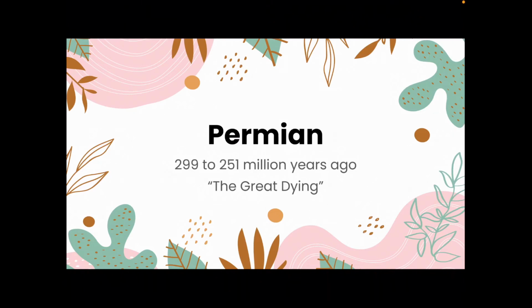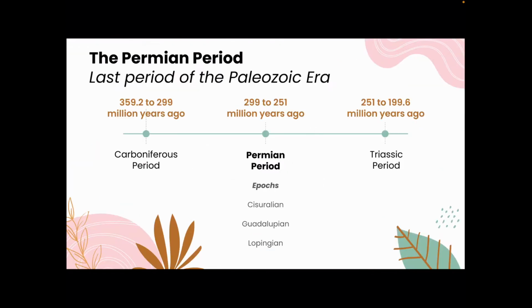The Permian Period. This period happened 299 to 251 million years ago. The Great Dying also happened during this time. The Permian Period was the last period of the Paleozoic era. The Carboniferous Period was before, and the Triassic Period was after.